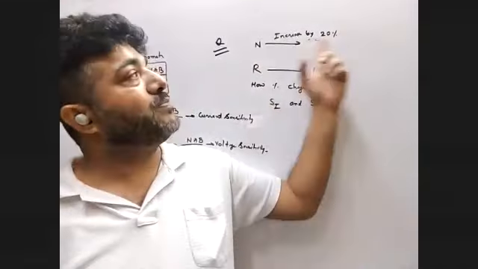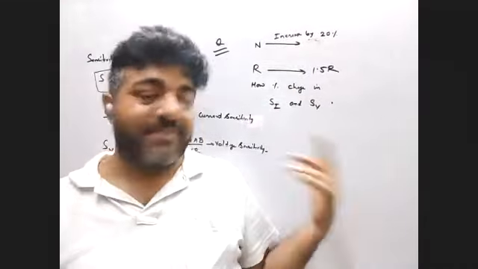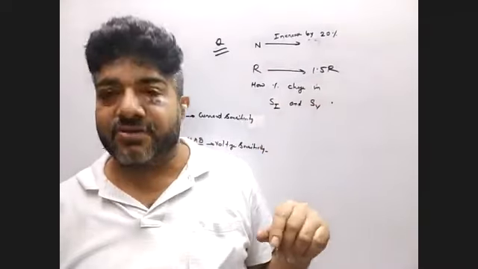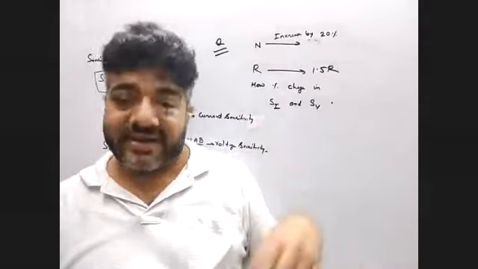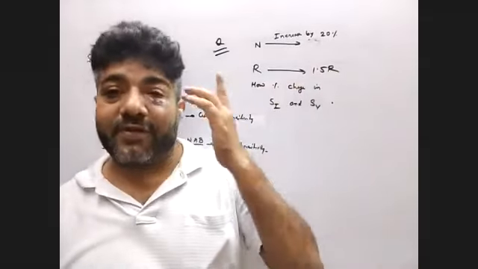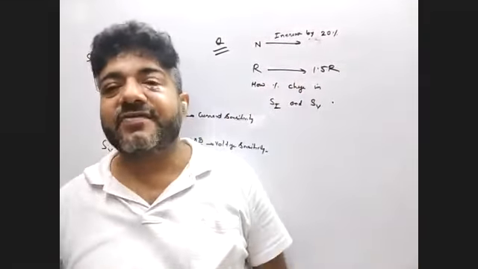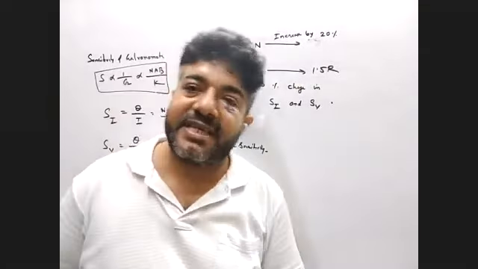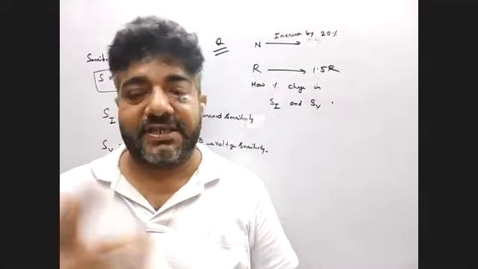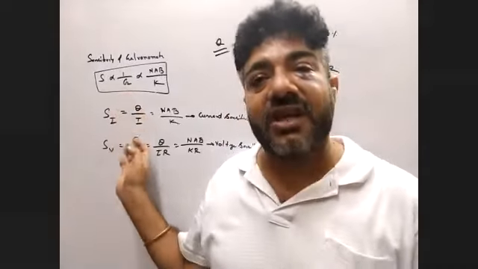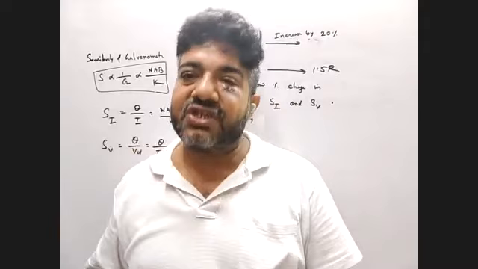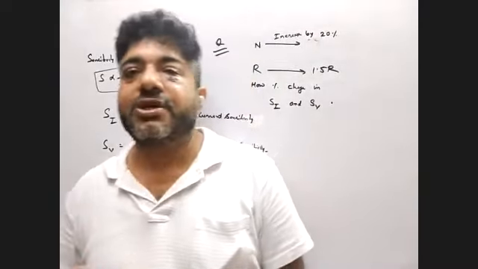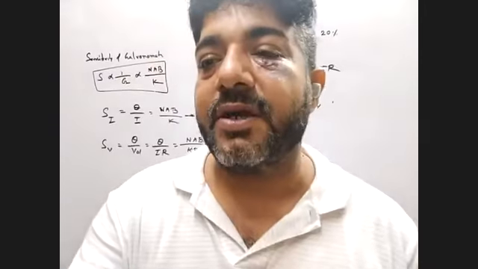Similarly, at the same time, if you also increase the resistance, so the number of turns increases by 20% and resistance R becomes 1.5 R, how do the current sensitivity and voltage sensitivity change in terms of percentage? How do you find out? You have the initial value, you find the final value, then final minus initial by initial into 100 is your percentage. So try this question. I'll give you 2-3 minutes for that.